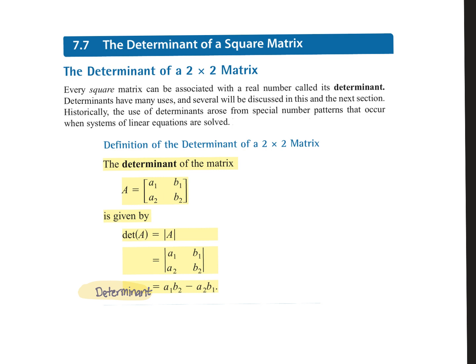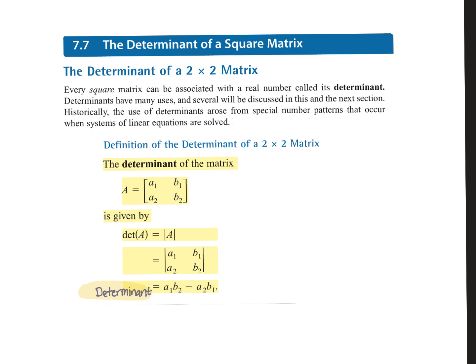What is a square? 2 by 2, 3 by 3, 4 by 4, 5 by 5. It's all the same, right? The rows and columns are the same dimensions. We're going to talk about 2 by 2s today and 3 by 3s. That's it. We're going to find the determinant.